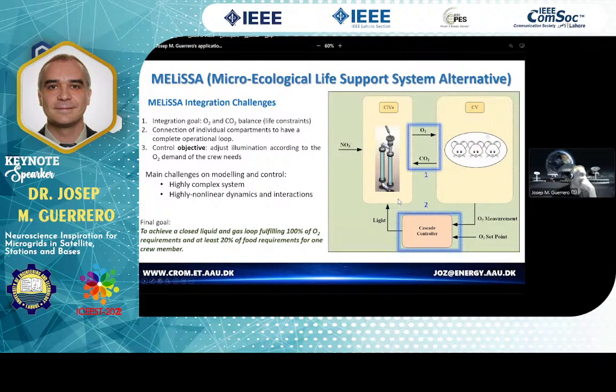Our system has hundreds of state variables, so it's really complex, with non-linear dynamics and interactions between them. When you try to stabilize something, something else is destabilized. So it's very complex. And we wanted to keep the oxygen at 21%. This is done with the photosynthetic compartment.